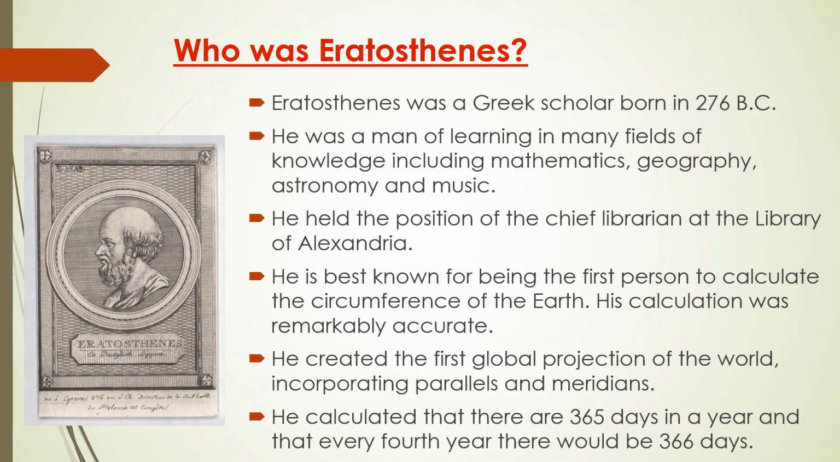first person to calculate the circumference of the Earth, and his calculation was remarkably accurate. He created the first global projection of the world, incorporating parallels and meridians. And he calculated that there are 365 days in a year, and every fourth year there'd be 366 days.